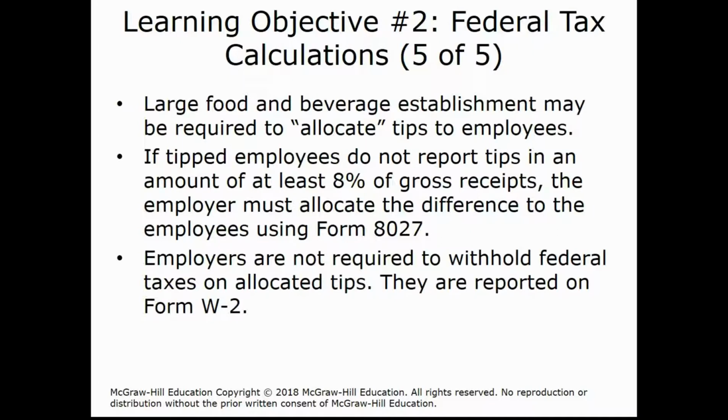If you're a large food and beverage establishment, they may allocate tips to employees, especially if they believe there's underreporting of tips. And it's generally 8% of the gross receipts that is assumed to be the amount of tips. Employers are not required, however, to withhold federal taxes on allocated tips. They are reported on Form W-2.